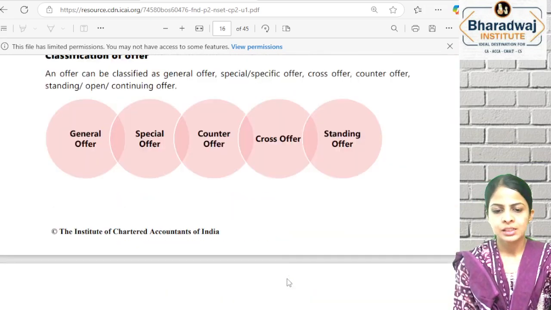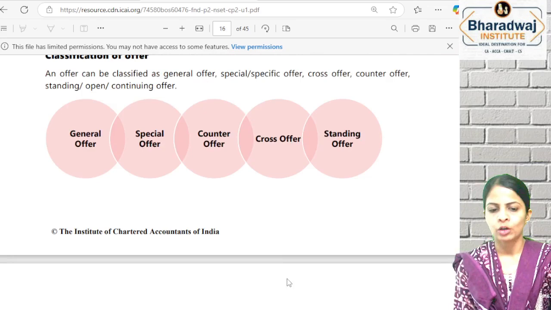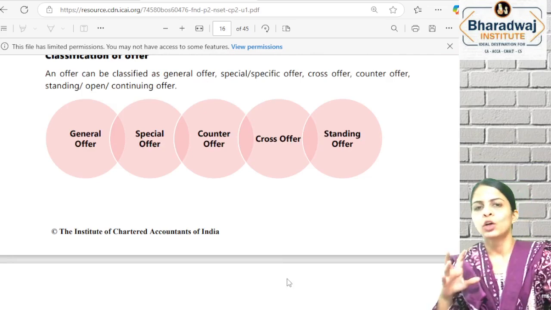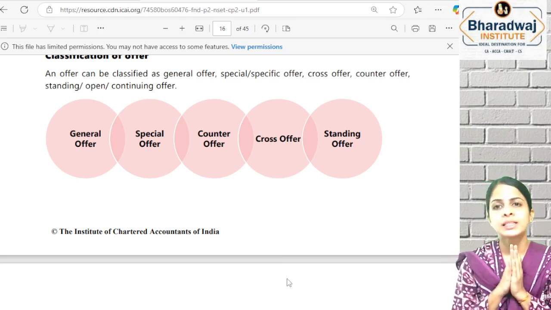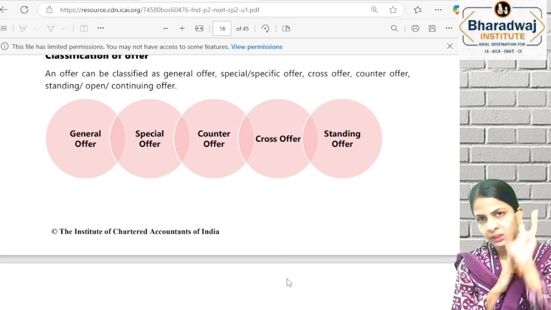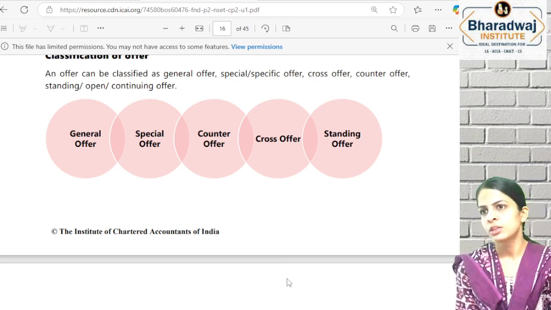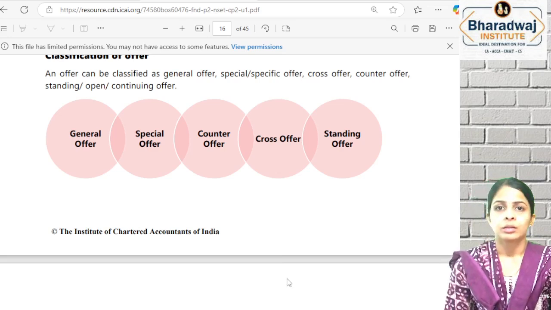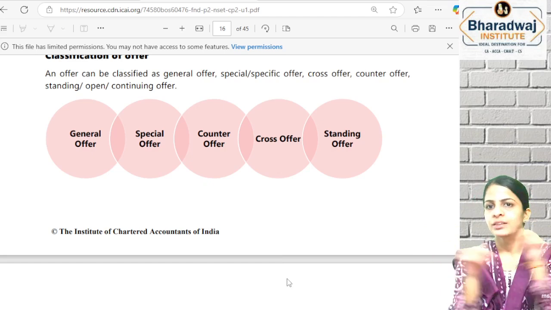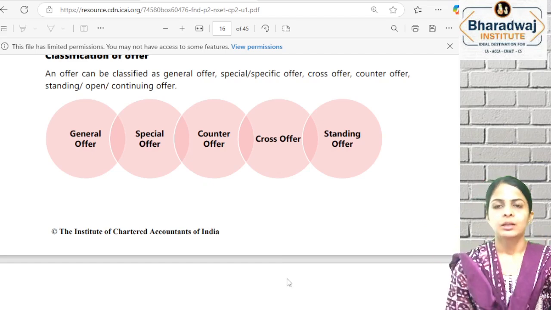Second type of offer is specific offer or special offer. Now in specific offer, the offer is directed towards a particular person. Who has to accept this offer? That particular person only has to accept this offer. Example, A, B. So contract is between two specific people.